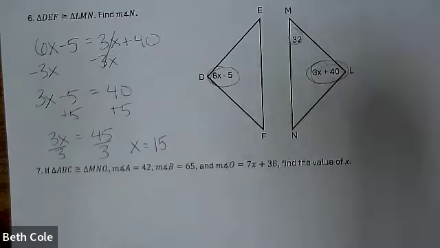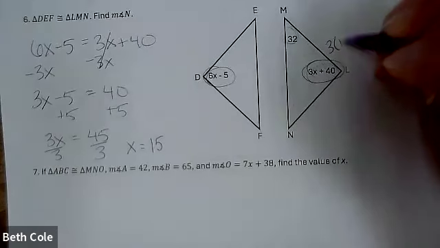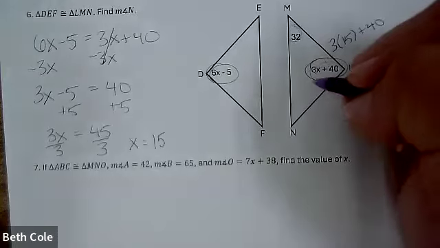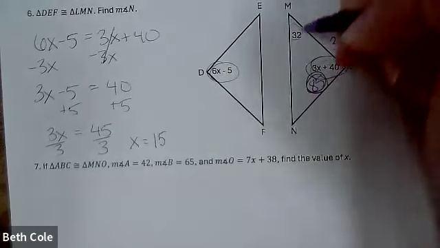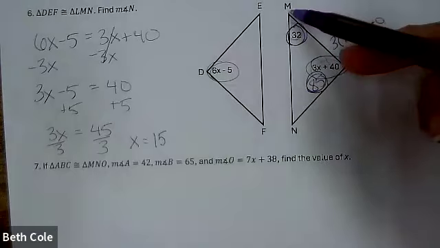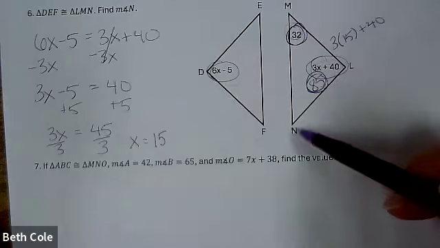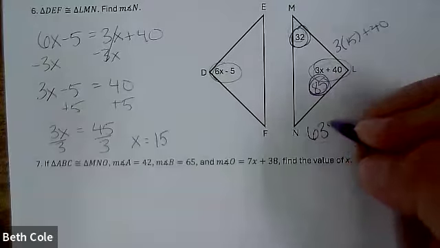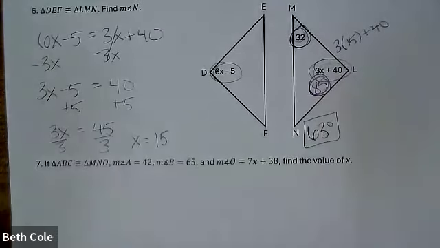Yeah, plug it in. So it'll be 3 times 15 plus 40, which I'm going to just be your calculator for this. That's going to come out to 85. So this angle is 32, M. L is 85. N is the one we're looking for. What am I going to type in my calculator to get that? Yeah, 32 plus 85, and then subtract it from 180. I got 63 degrees.